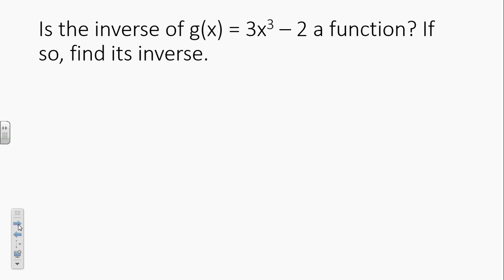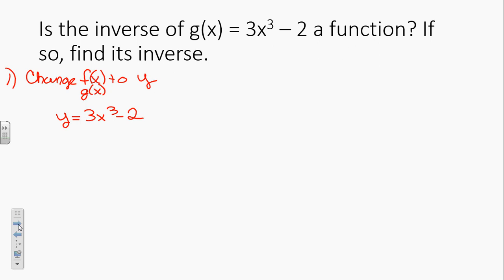Okay, so first step in finding an inverse. We didn't write it down, but we should have. First step in writing an inverse, if it's a function, we change it to what? A y. Yep. So change the function notation, or g of x, to y. Okay. So we don't have g of x now. We're going to have y equals 3x cubed minus 2.